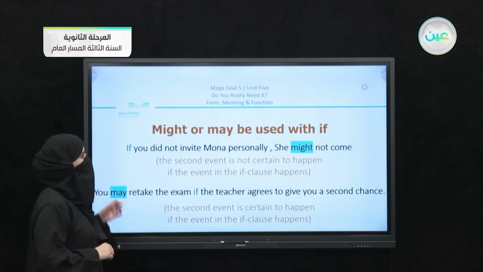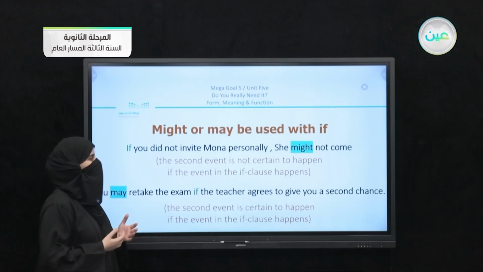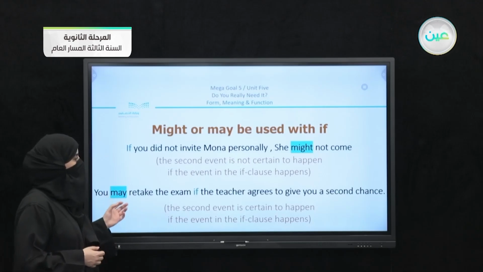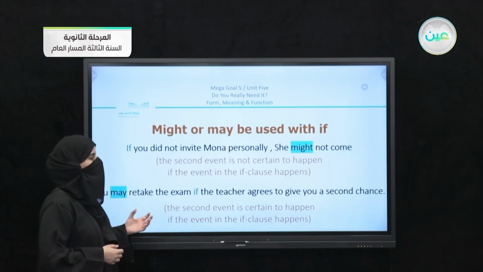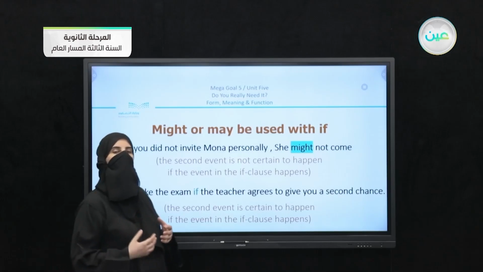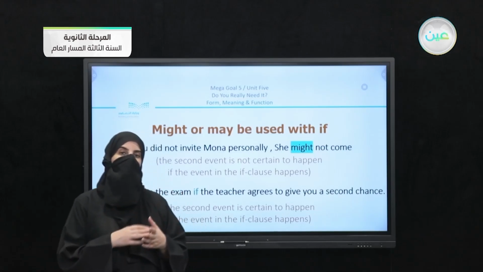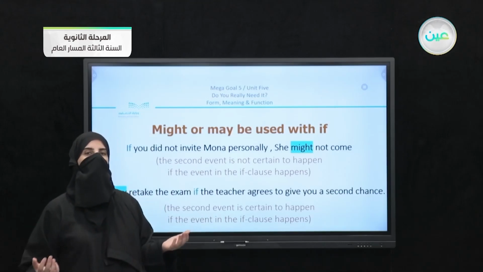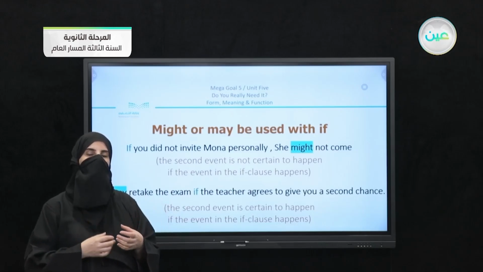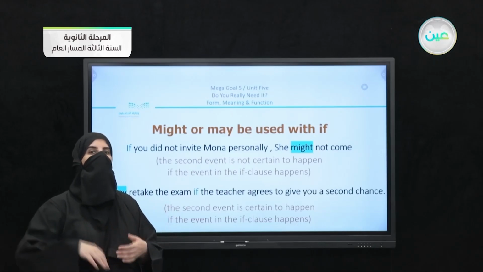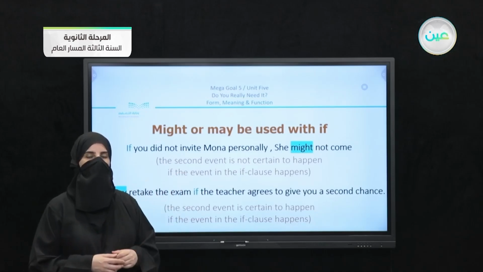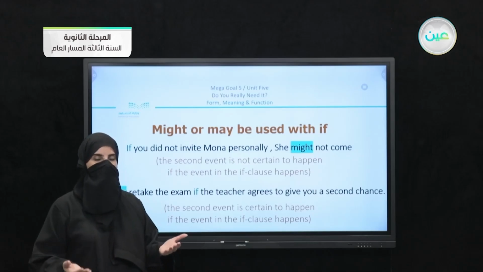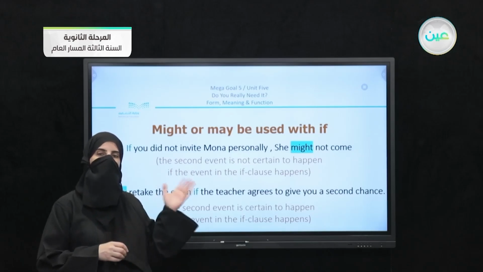Now, in the first example, the second event is not certain to happen if the event in the if clause happens. And in the second example, the second event is certain to happen if the event in the if clause happens. So here we do have a matter of possibility. Now we're using might or may. In either way, there is a possibility for something to happen or not happen. So we are going to combine the idea of possibility and use it with the conditional sentence here, which is using if. So now you understand that we are giving possibility, either it happens or not, and with the condition that we have in if.